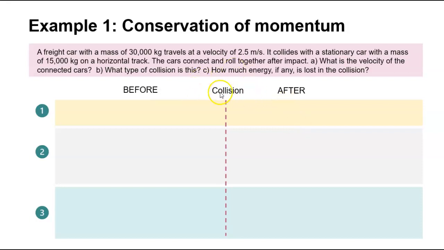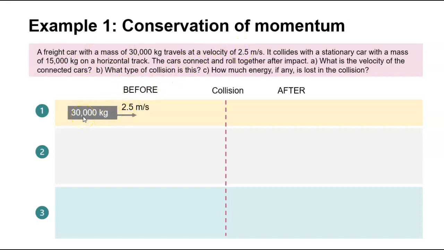So let's talk about before the collision. What did we see before the collision? How many objects, distinct objects, were in the story before the collision? That's what we need to draw. So let's read. A freight car with a mass of 30,000 kilograms was traveling at 2.5 meters per second.